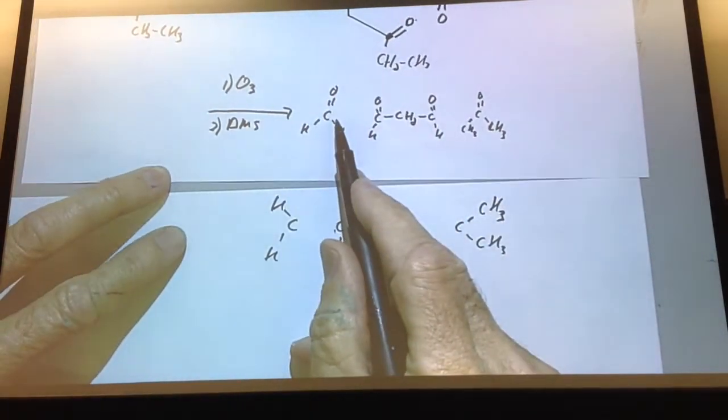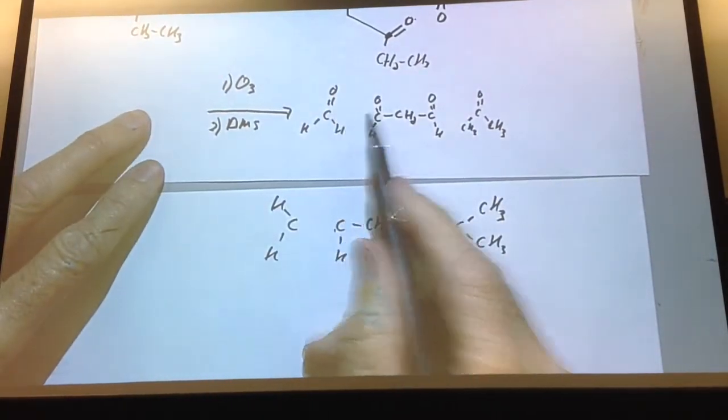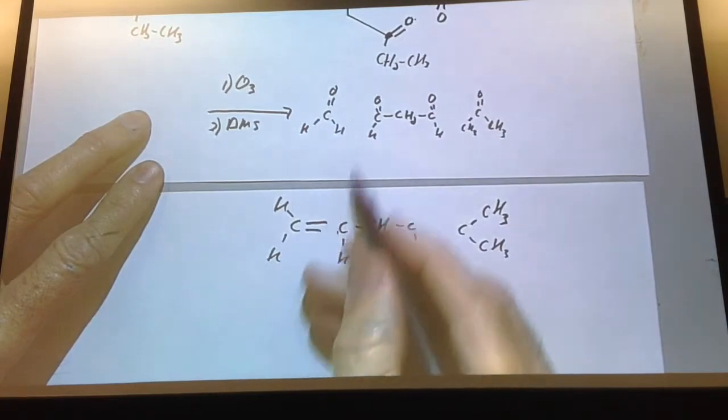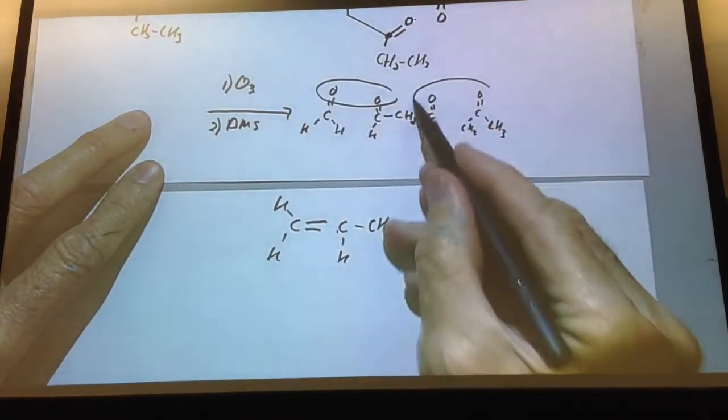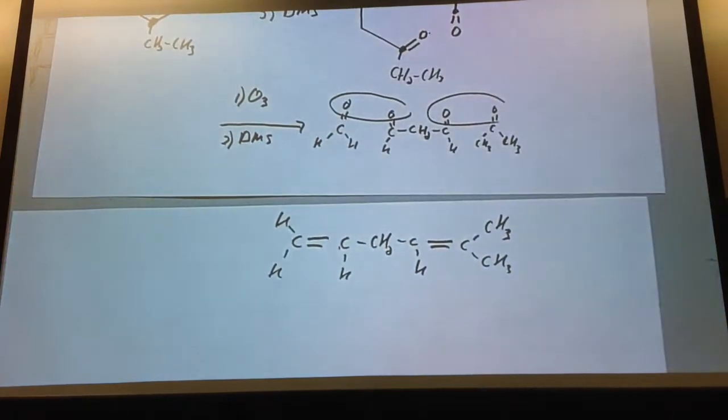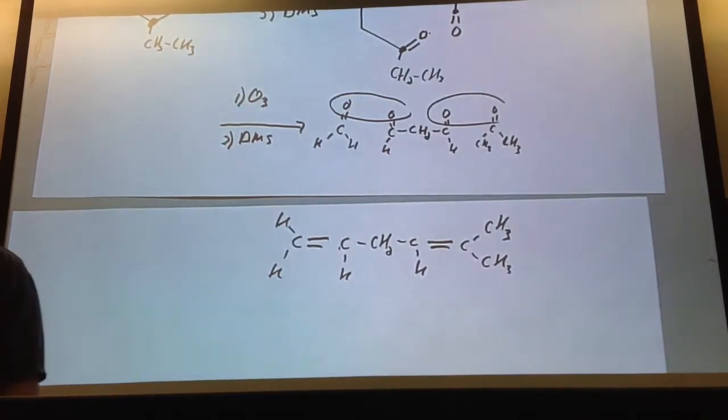Everywhere you see a carbon-oxygen double bond, there was at one time a carbon-carbon double bond. So these two were once connected, and these two were once connected. That would be the structure of the starting material. If you took this unknown compound, bubbled ozone, and got those three pieces, then you would be able to guess what the structure was. So be able to do relatively simple ones.